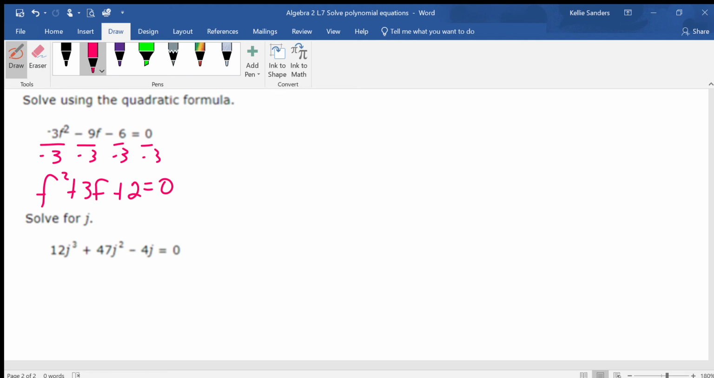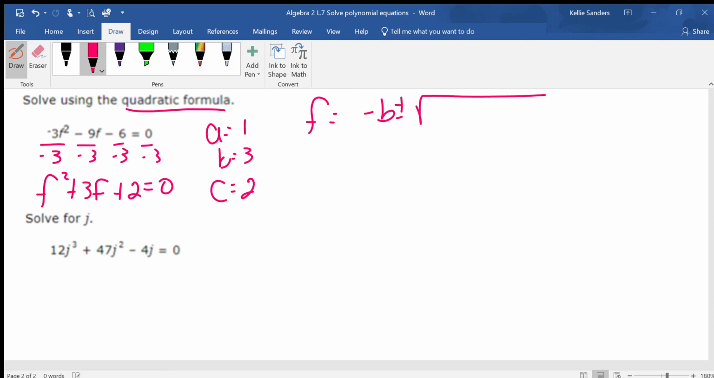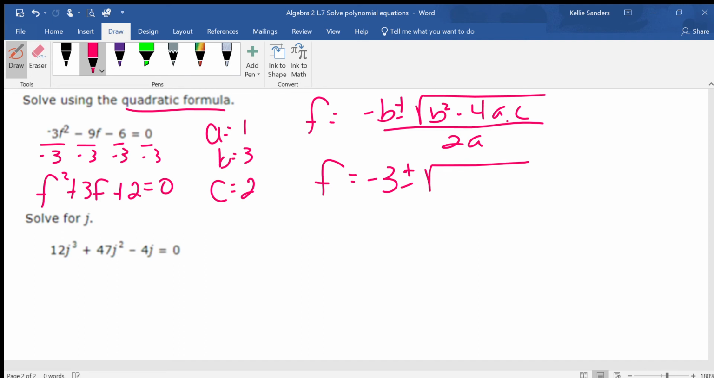Now, I can tell you right now that this is factorable, so it'd be super easy to factor it and then get your zeros. But it does say use the quadratic formula on this, so let's use the quadratic formula. So A equals 1, B equals 3, and C equals 2. F equals opposite B plus or minus square root B squared minus 4AC all over 2A. F equals opposite of 3 plus or minus square root 3 squared minus 4 times A times C all over 2 times A.